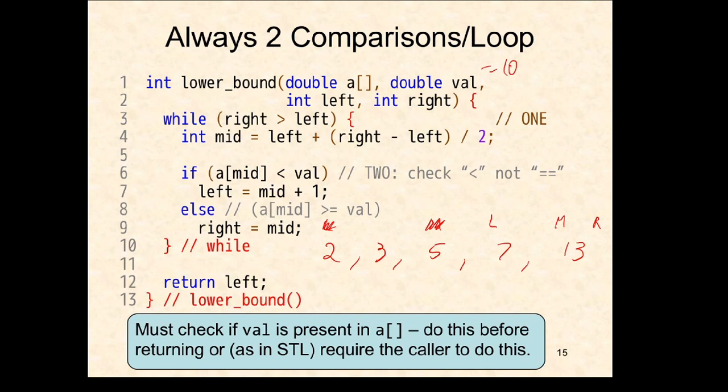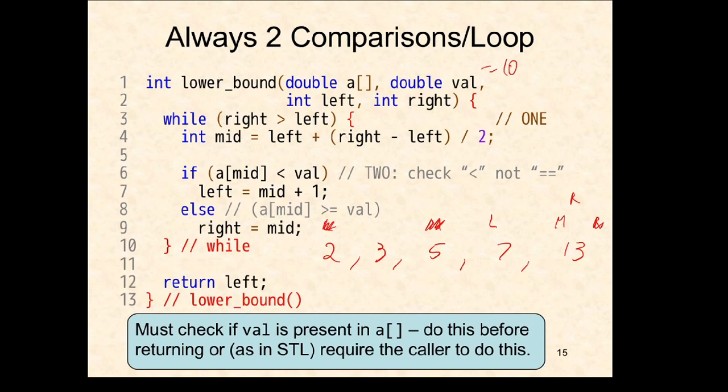So we say, is a sub mid less than the value we're looking for? A sub mid is 13. Is that less than 10? Yes, it is. So we move, or no, it's not 13. Is 13 less than 10? No, it's not. So we move right over to where mid is. Oh, wait a minute. So we move right, so right isn't there anymore, right is over here.